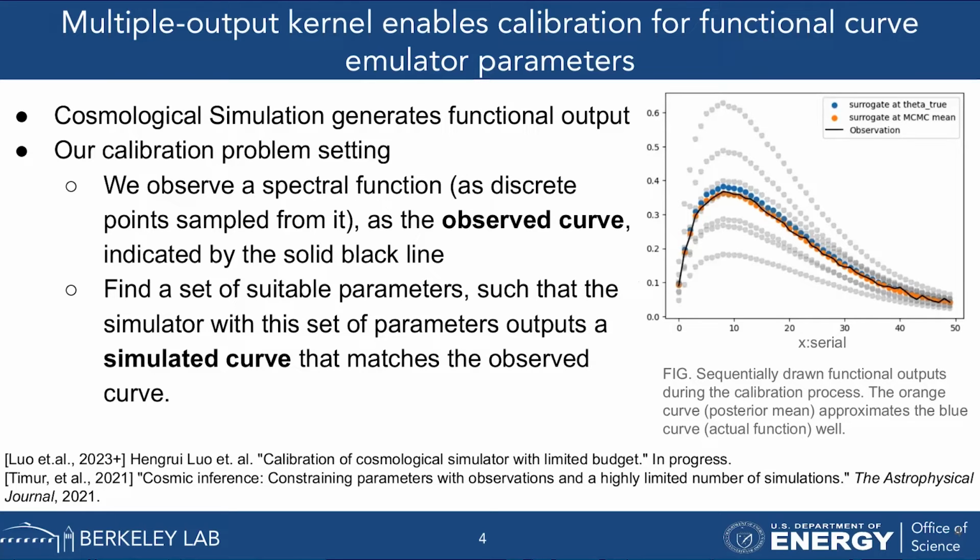So if we observe the spectral function represented by this sequence of blue points, from some kind of cosmology emulator, and we want to find the actual configuration of this simulator that allows us to regenerate such a curve, then our framework will do the following. It tries several configurations, and by maximizing a specially designed acquisition function, we get the orange curve, which is pretty close to the blue curve.